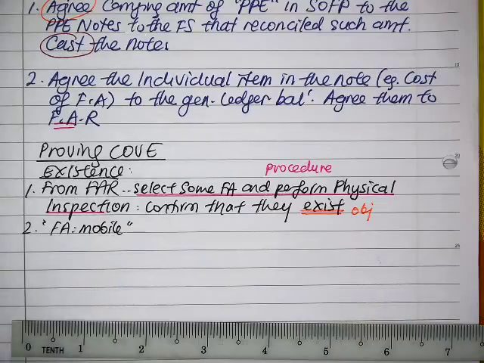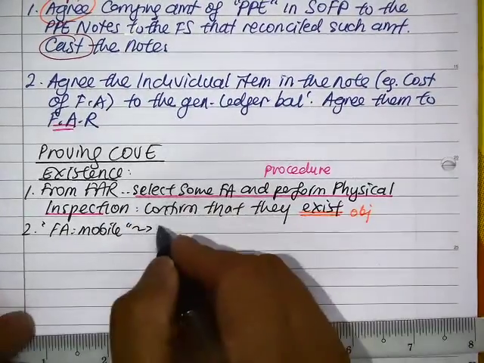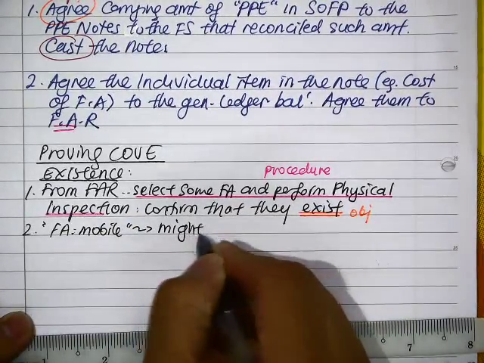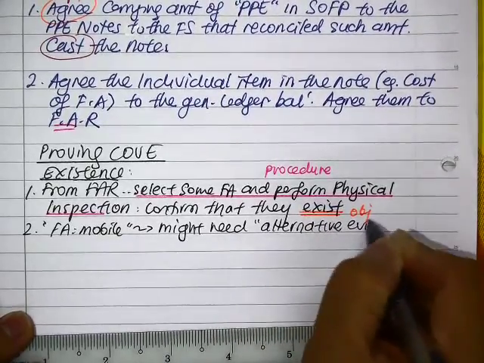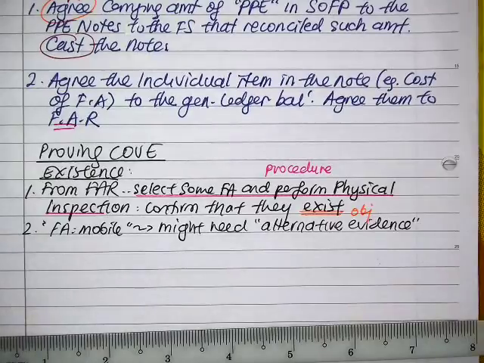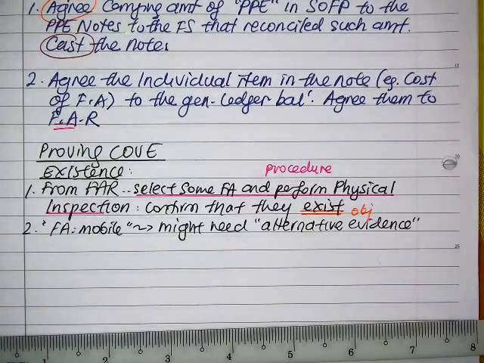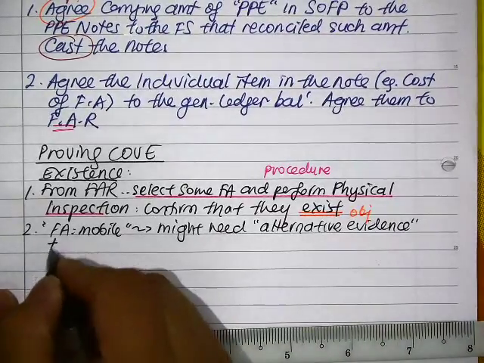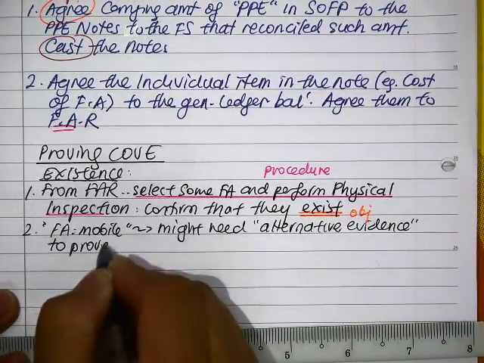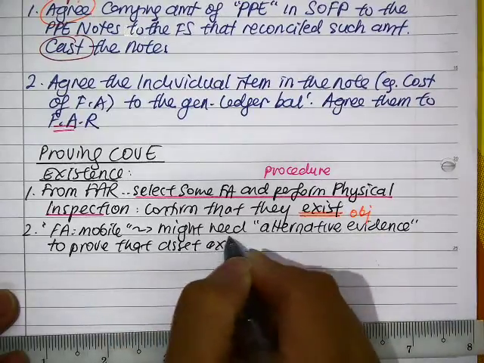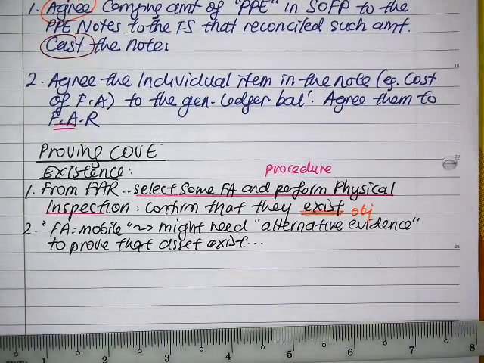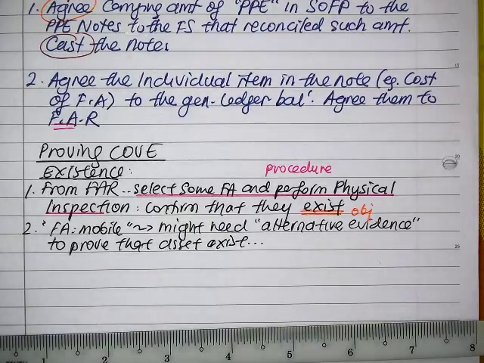So that's why when you have this kind of thing, you must understand that you might need alternative evidence to prove that the asset exists. Because as long as something is there, you will leave behind traces.